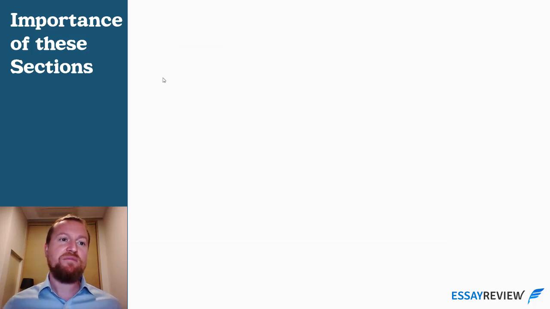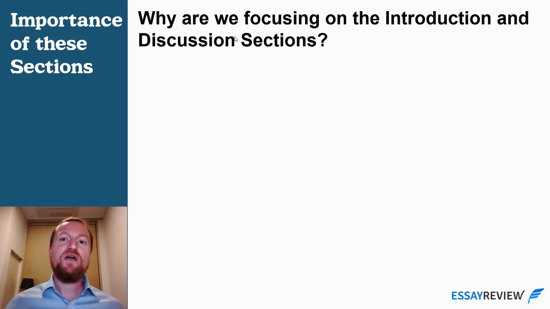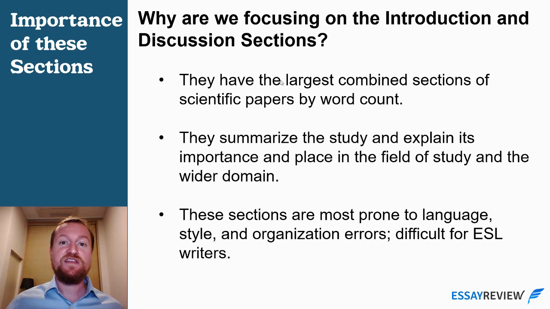So I want to begin by discussing why we're talking about the introduction and discussion sections specifically. The reason is that for most academic papers, they have the largest combined word count of any section. They summarize the study and explain its importance. And they're the most prone to language, style, and organizational errors, especially for ESL writers. So these sections, especially for social sciences, tend to have a lot of writing.